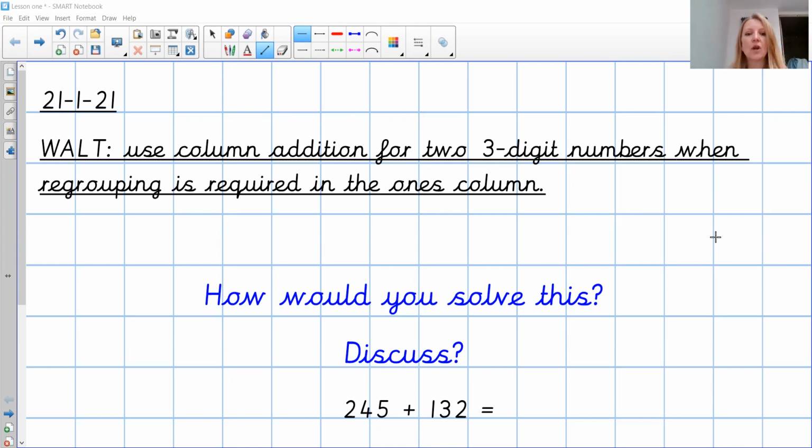Okay, so it says use column addition for two 3-digit numbers. So these are numbers that are going to be in the hundreds. So two 3-digit numbers when regrouping is required in the ones column. So have a look at that calculation underneath, which says, how would you solve this one and discuss? So you've got a calculation there of 245 add 132. Who thinks they could do that one in their head? Hopefully yes, because that's not a tricky calculation.